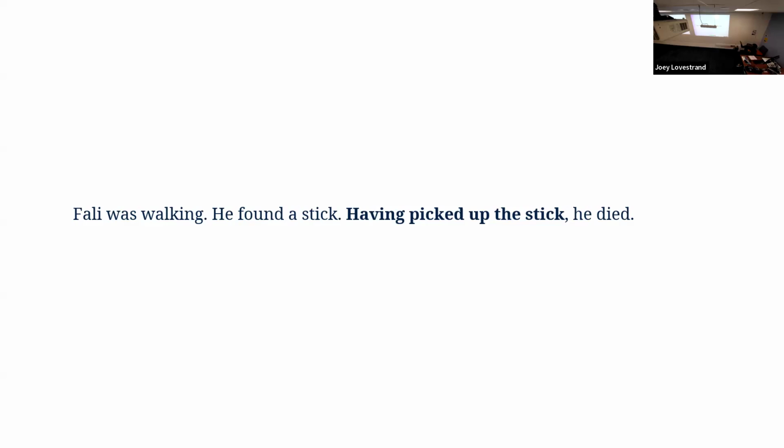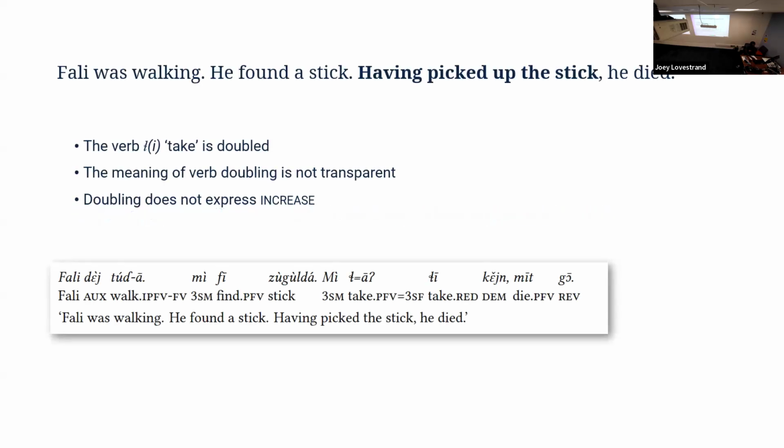Now, whether you see causation or just background in the picking up of the stick and dying, it's open to different kinds of interpretation. The most important thing I would like to draw your attention to is that I was able to collect two ways by which speakers translate that bit of discourse. One of the ways is what you have in this example, where if you look at the glossing, the verb to take is doubled. The verb to take is doubled, and the meaning of the doubling process is not fully transparent.